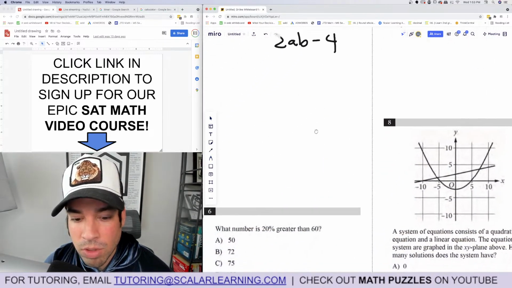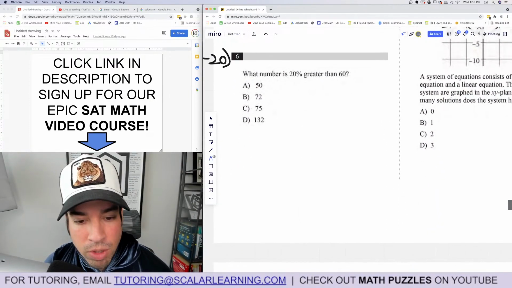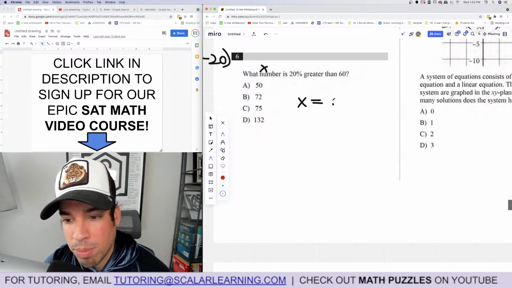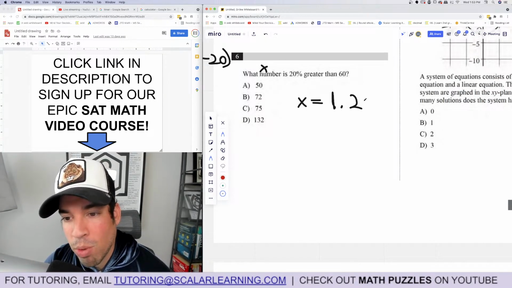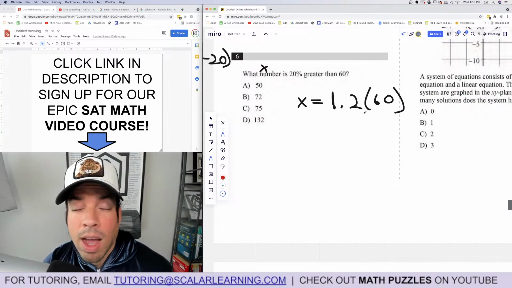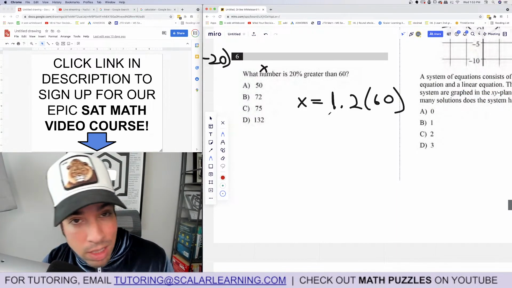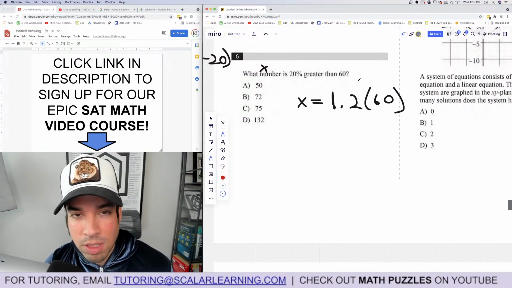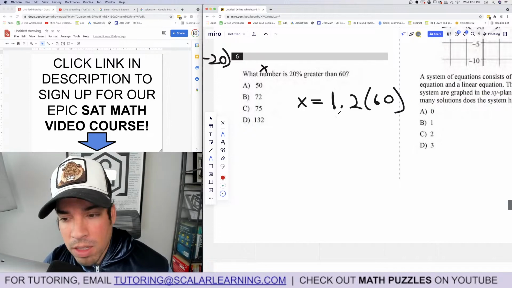Done. Number 6. What number, AKA my unknown x, is 20% greater than 60? That means 1.2 times 60. I like to do this. I like to immediately translate it into an equation. It's easier for me. Or you can just be like, oh, take 20% of 60 and add it to 60. That's how I like to do it.